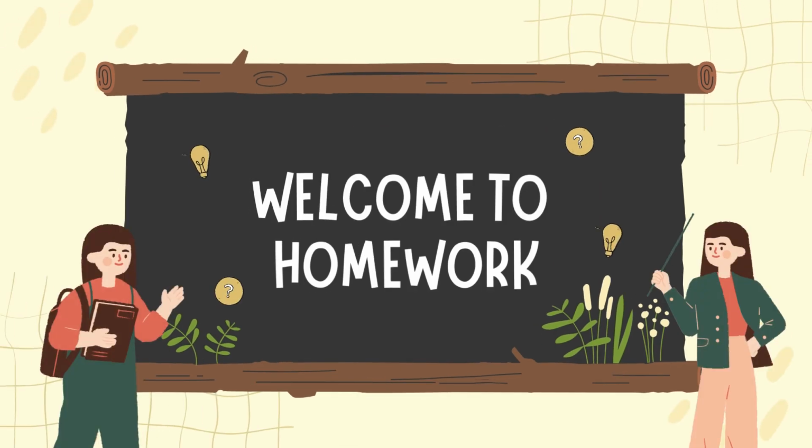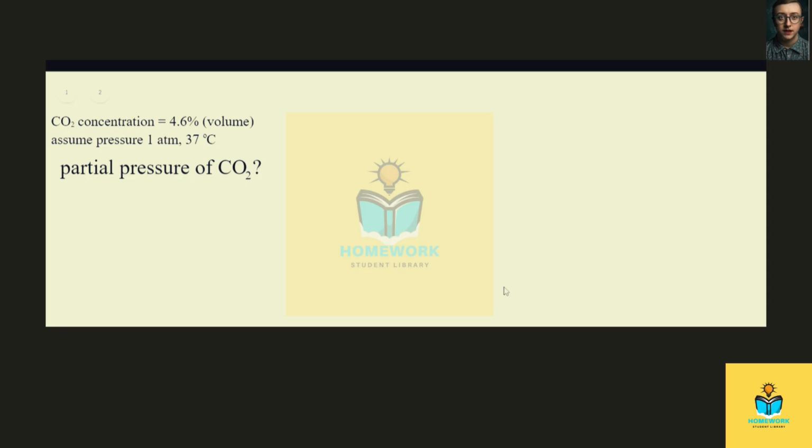Welcome to homework. This problem gives a sample of carbon dioxide that is 4.6% by volume. We're asked to assume that the pressure is 1 atmosphere, temperature is 37 degrees Celsius. And first, we're asked to calculate the partial pressure of carbon dioxide.